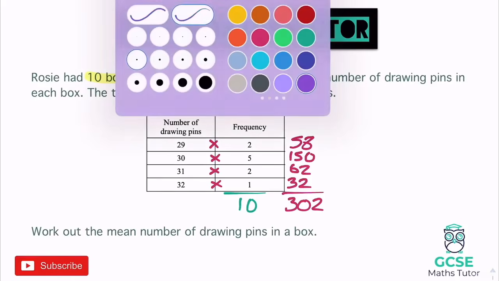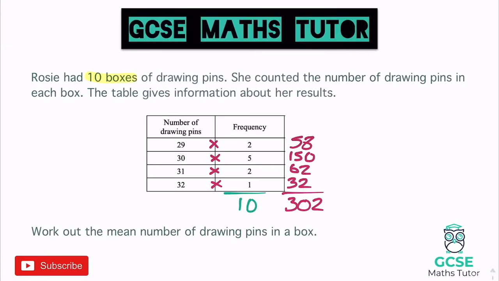So all we need to do to finish this question off, to get our value of the mean, is we're going to do 302, the total of all the drawing pins, and divide it by the 10 boxes. As you can see, that would obviously be why this might be a non-calculator question, because dividing by 10 is nice and easy. We just hop the decimal in and we get the answer 30.2 for our mean.